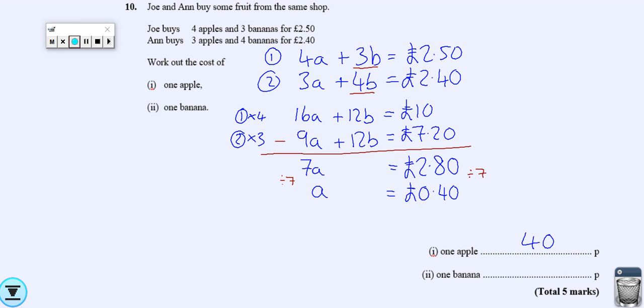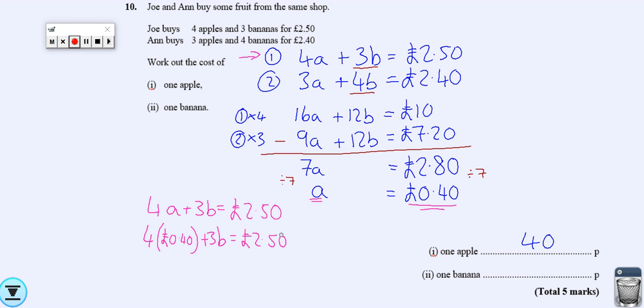So we can go back and pick either of the starting equations. Let's pick equation 1. Equation 1 was 4a plus 3b equals £2.50. I now know, though, that a equals 40p. So it's 4 lots of 40 pence plus 3b equals £2.50. And then I can solve this equation. 4 lots of 40 pence is £1.60 plus 3b equals £2.50. I can take £1.60 from both sides.